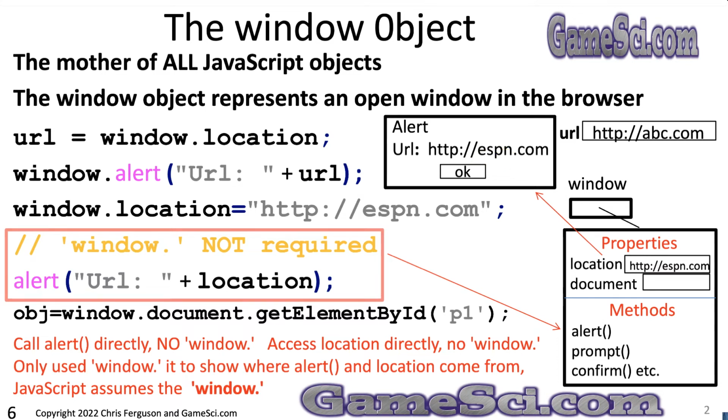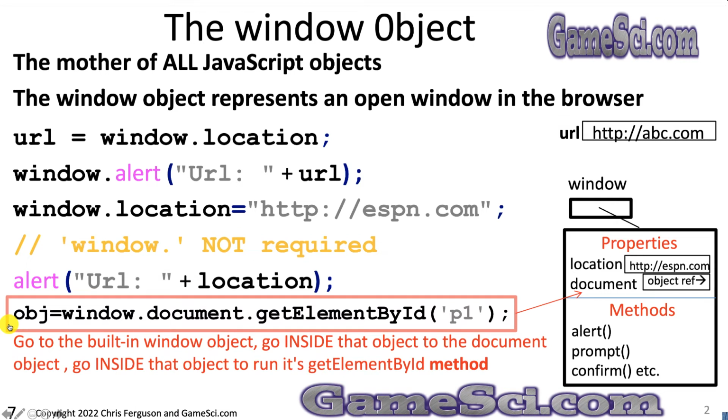It's all pretty simple. The thing that kind of confuses people is you don't have to put the window dot in front of it. It doesn't hurt to do window.alert, but you don't have to, because alert is assumed to be part of the window object. You don't have to type in window.location because the window dot is assumed in any variable you use without a dot in front of it. It's going to assume it's part of the window object.